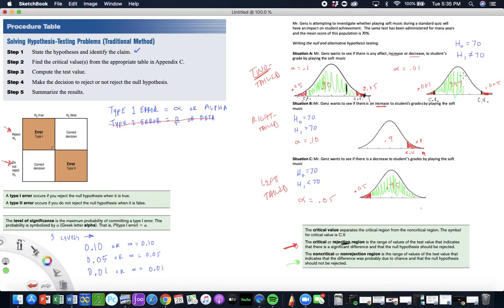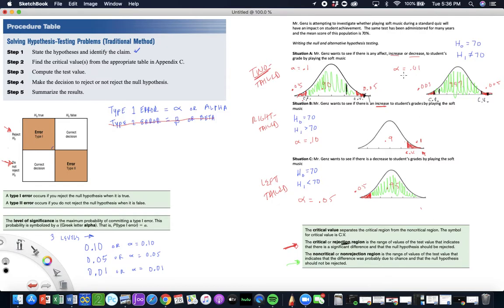Okay, so again, to put things into context, please pay attention. If I had my sample mean, let's say, for example, it came out to be right in this region. After doing my statistical analysis, it came out in here. Because it falls within the non-critical region, I would accept the null hypothesis and say that playing music has no effect on students' grades. Okay, let's say, for example, it falls up here. That would have a significant impact. That means that I'm seeing in my results from this sample that playing soft music during standard quizzes has a positive impact on student grades.